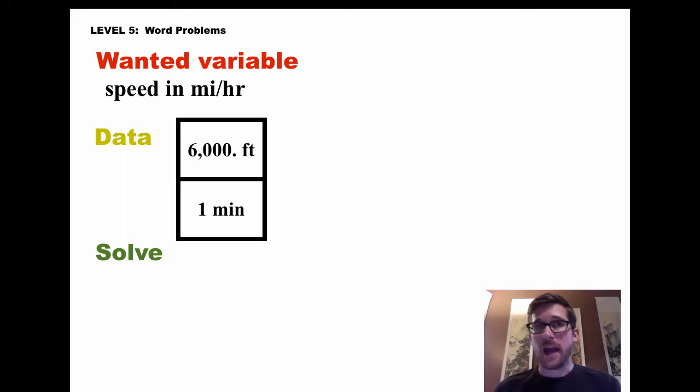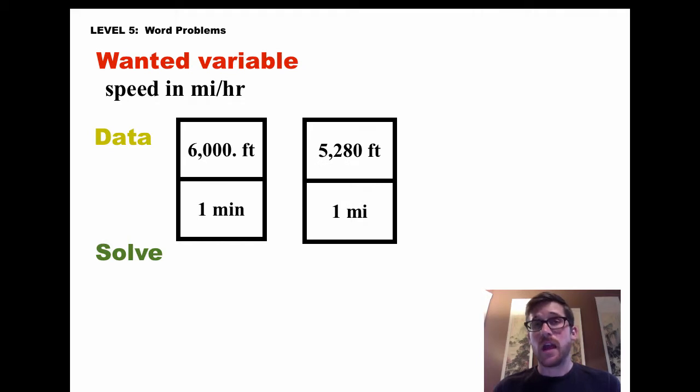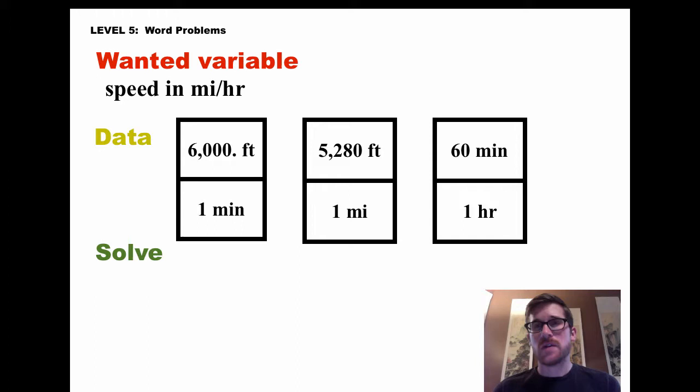So what's my data? I know that the car is going 6,000 feet per minute. So that is a speed, just in different units than what we're looking for. I know that I have 5,280 feet in 1 mile. That was given at the end of the problem. And then I actually need one more piece of information here that's not in the problem. And that will happen sometimes. You have to be paying attention to the units to really get this one. You have to know that there were 60 minutes in 1 hour. And that's how we're going to deal with converting the hours into minutes, or vice versa, the minutes into hours.